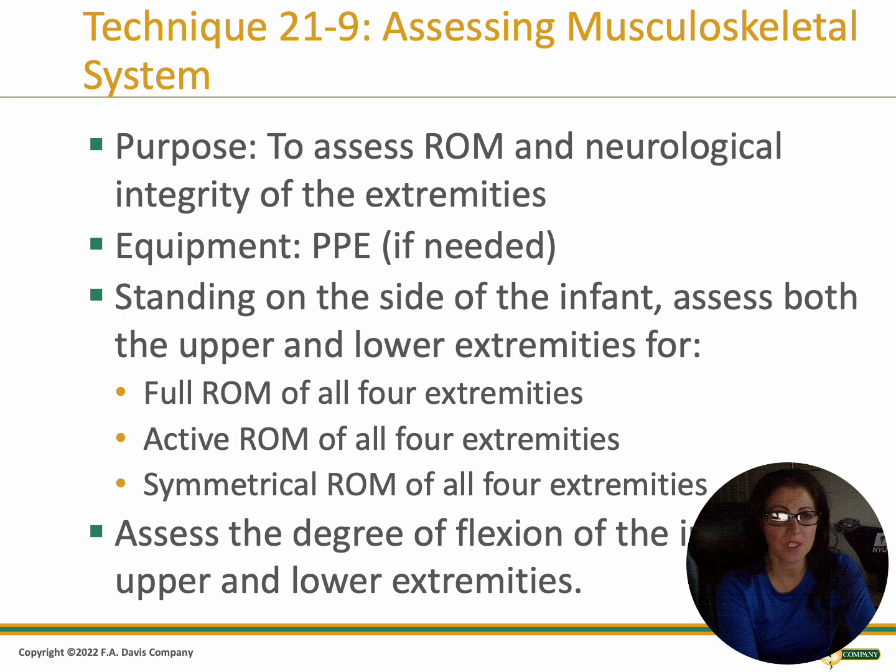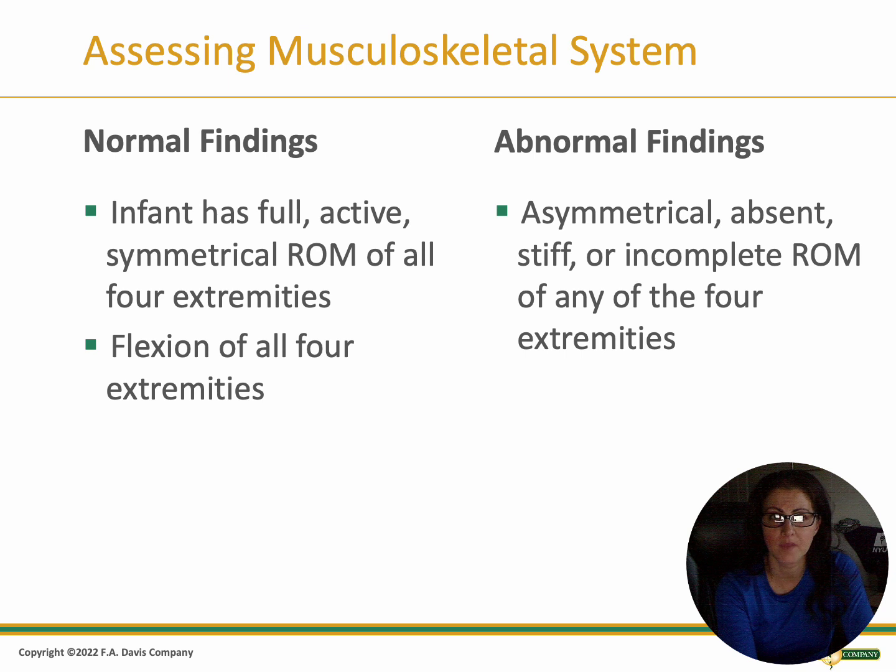We're assessing the musculoskeletal system and assessing the range of motion of all 4 extremities, as well as the degree of their flexion and extension of extremities. And this will also give us some information about their neurological system. Normal findings will include full active symmetrical range of motion and flexion of all extremities, or most.